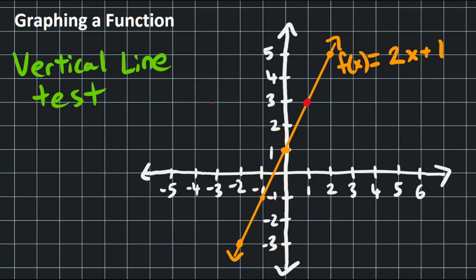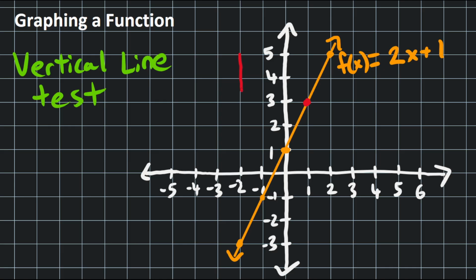We are going to draw a vertical line at every x value on the x-axis, going from top to bottom. The point is, if any of these vertical lines touch the graph, the orange line, more than once, then it's not a function. As long as none of these lines touch the graph more than once, then it can be a function. So let's go ahead and draw our vertical lines.